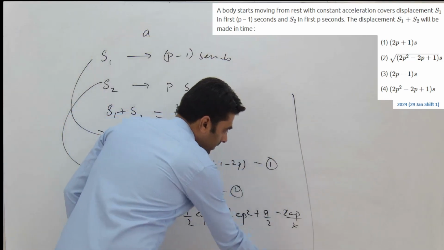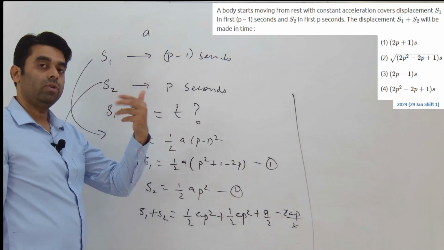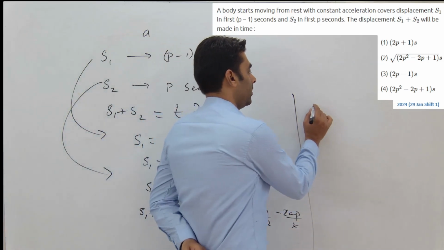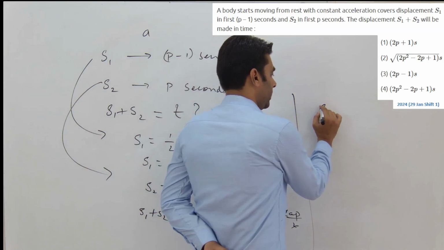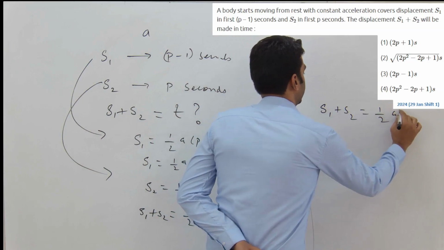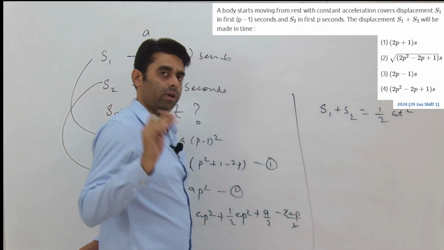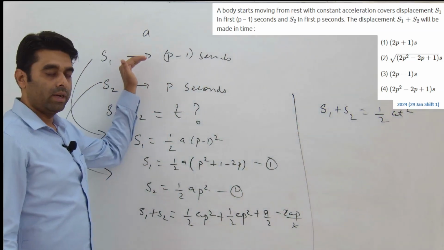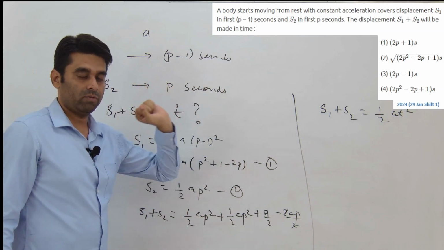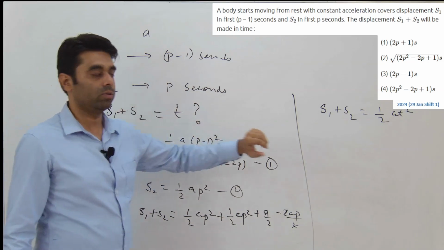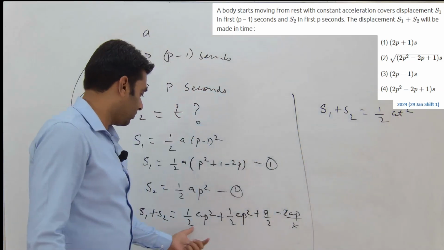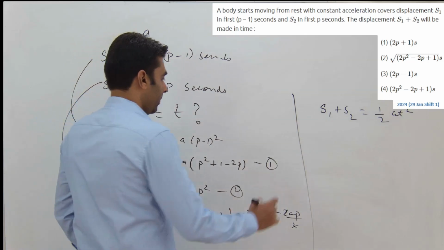Fine. This is what we have got. We have considered that S1 plus S2 distance or displacement is in time t. So what can we write? S1 plus S2 is equal to half AT square. Okay, initially we applied it for S1 displacement and for S2 displacement. Now for the full journey, for S1 plus S2 displacement, let's say it takes time t, so half AT square. How much did we get for S1 plus S2 displacement over here? 1 by 2.